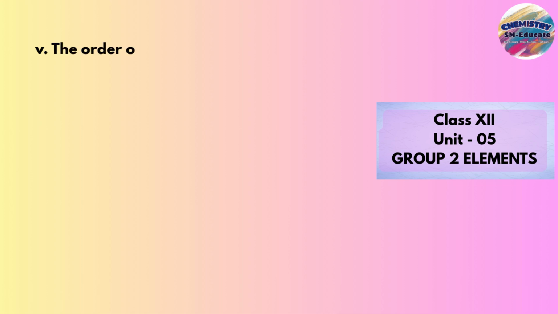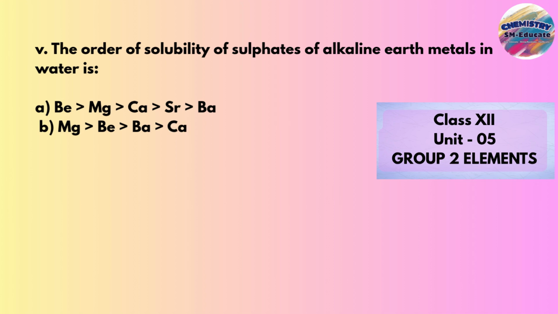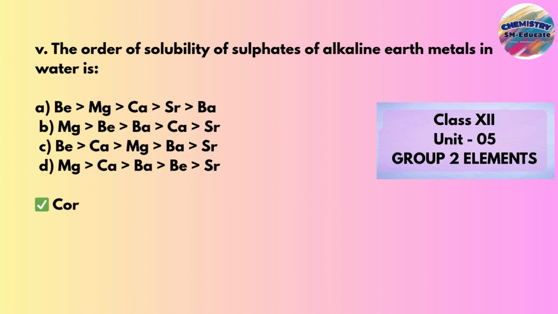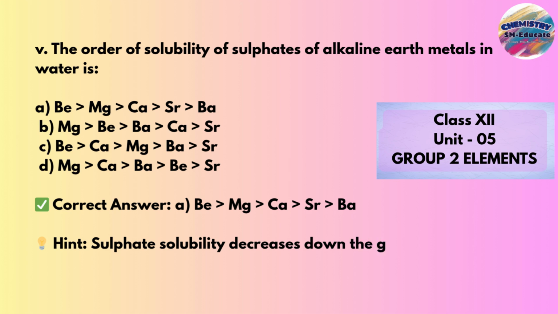Part 5. The order of solubility of sulfates of alkaline earth metals in water is: A. Be > Mg > Ca > Sr > Ba. B. Mg > Be > Ba > Ca > Sr. C. Be > Ca > Mg > Ba > Sr. D. Mg > Ca > Ba > Be > Sr. Correct answer: A. Be > Mg > Ca > Sr > Ba. Hint: Sulfate solubility decreases down the group.